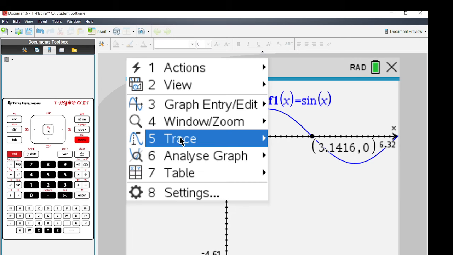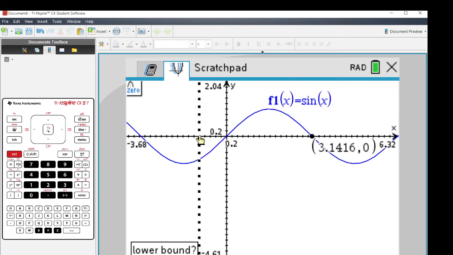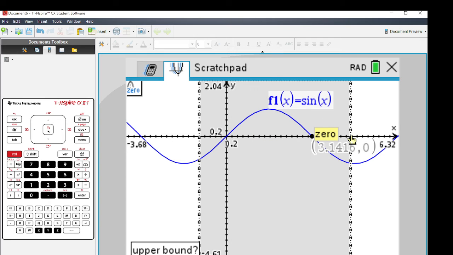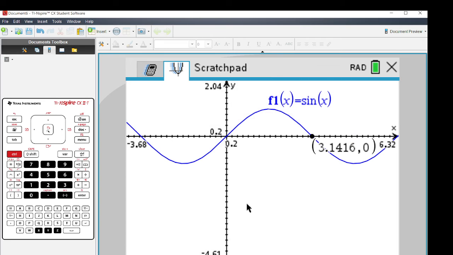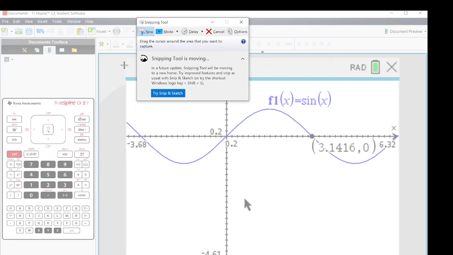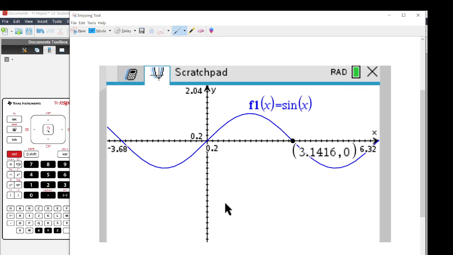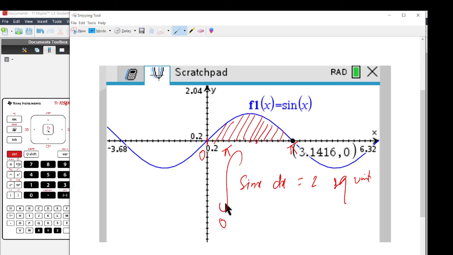Here we are. So analyze the graph, look at the 0. It is intersecting at 0 and 3.14. I have deliberately taken an example where we are just looking at one loop of the sine graph. So let's take the screenshot. This is my 0, this is my pi. When I am saying integral of sine x from 0 to pi, which came out to be 2 square units, it's basically the area between sine x and the x-axis between 0 to pi.